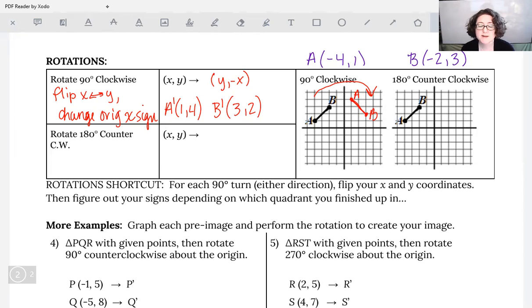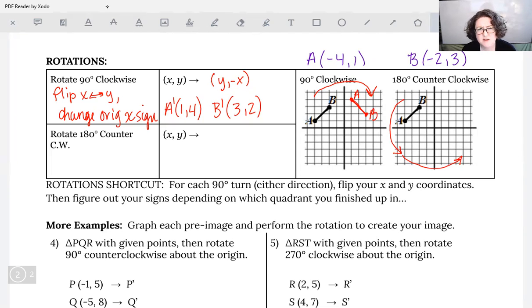Okay, 180 degrees counterclockwise. So that means we're going the other direction. So instead of going around to the right, we're going around to the left. But 180 degrees, how much of a turn is that? That's a full half turn. So 90 degrees is one quadrant, 180 degrees, we're taking it into that fourth quadrant. Okay, so our rule for this, wait a second.